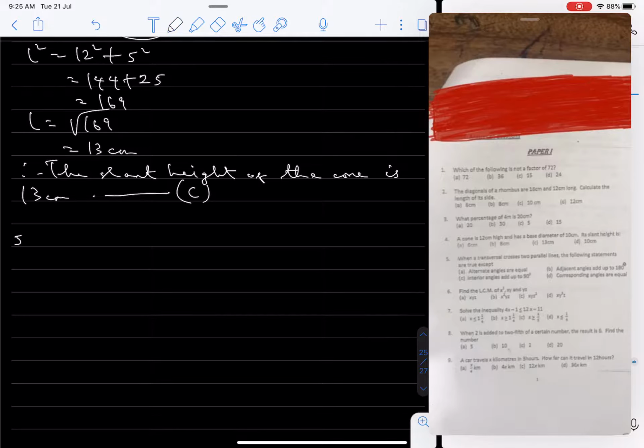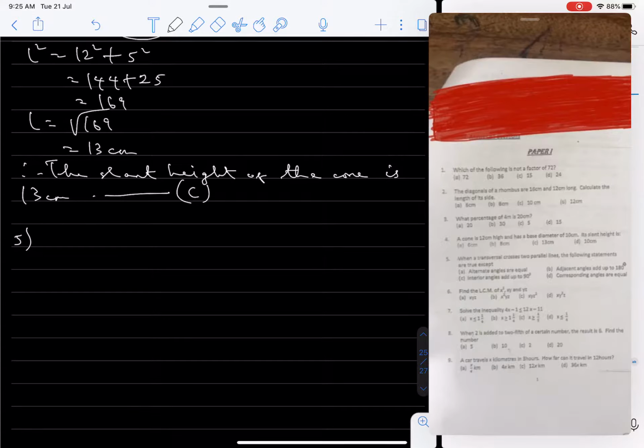Now to number 5. When a transversal crosses two parallel lines, the following statements are true except: A, alternate angles are equal. That's correct. Adjacent angles add up to 180 degrees.